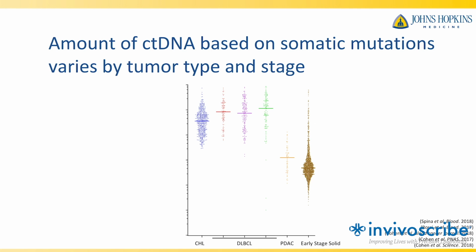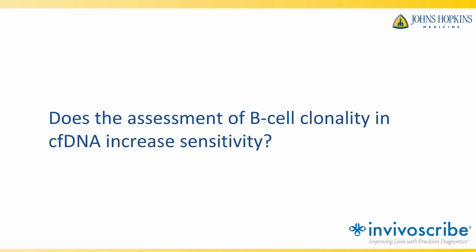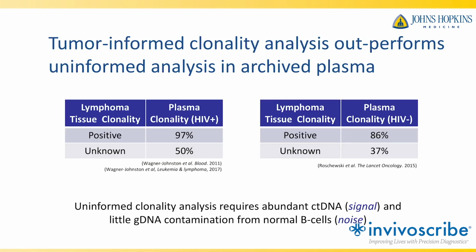Knowing how rare it is, we are thinking, how can we increase signal, right? Maybe if you decrease your denominator. So this is why we moved to B-cell clonality. If instead of assessing all of the cells, or all of the DNA in circulation, I keep referring to them as cells, you only assess the B-cell DNA, is it easier to find a clone? The answer is maybe. What we call this is tumor-uninformed clonality analysis.